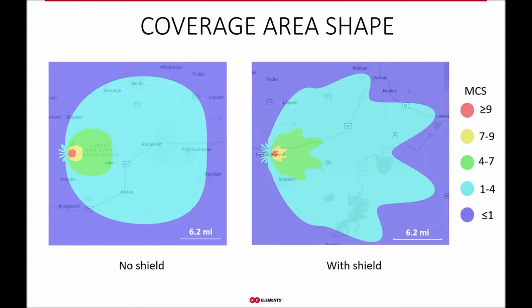Here is another viewpoint on how the patch arrays perform with the shields. The colorful images show the coverage pattern, in this case the MCS zones. The dark blue, for example, says you can have MCS rates of 1 or less. Or, for example, the green area says that the links can perform with the MCS rate from 4 to 7, and so on. Instead of the typically expected oval shape of the coverage area, on the left one, for the antenna without the shield, you get this wild flower-like looking area, which is way different from what you expect when you use the shield.